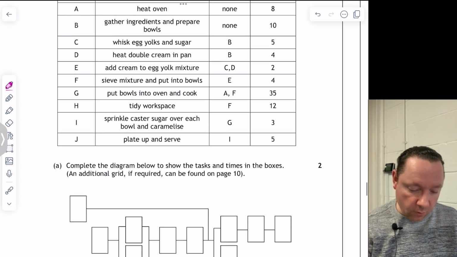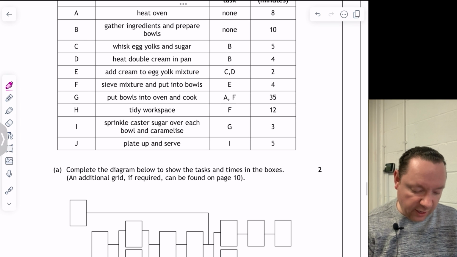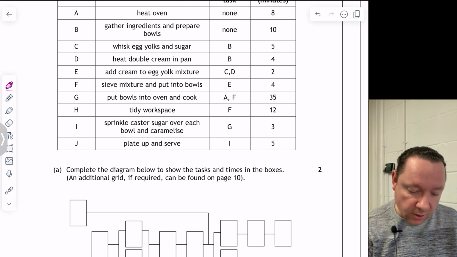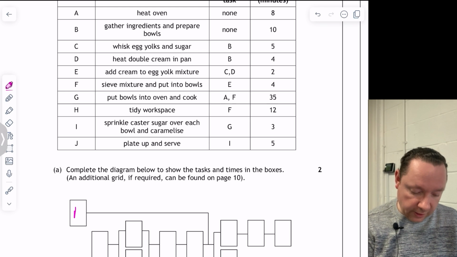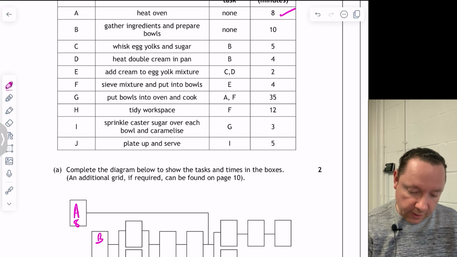So we need to work out which one's A and which one's B. If you're lucky, the first one will be A, but just check. After B, there are quite a lot of tasks. You've got C and D, and then a bunch of other stuff, but the only thing that's after A is G. So A must be the first one. So there's A, and the time taken for A is 8. So we write A underneath, just tick it as we go, and that must be B, and for B we write 10, we'll tick it as we go.